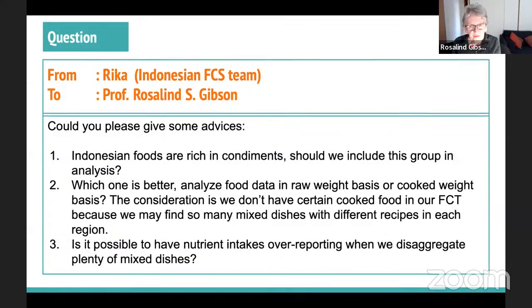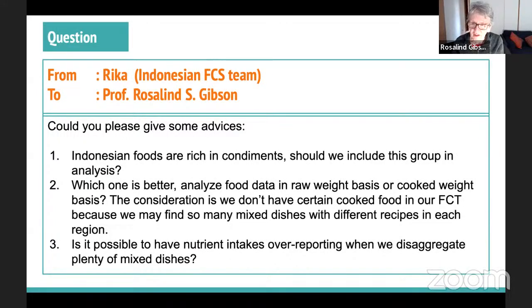From Rika, she's also from the Indonesian FCS team. And she has 3 questions. First, about foods which are rich in condiments. Yeah, this is typical in Asian food. Should we include this group in analysis? Shall I answer that question first? Yeah. The answer is that yes, condiments contain quite a lot of trace elements. So we really should include condiments in our recipes. Yes, we should include the nutrient composition of condiments.